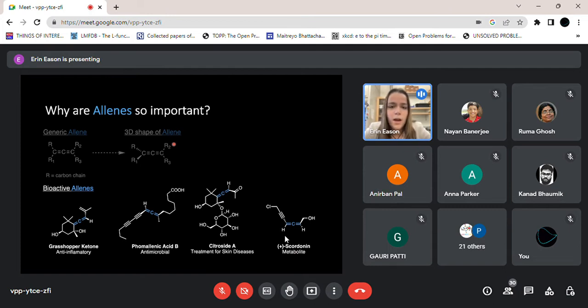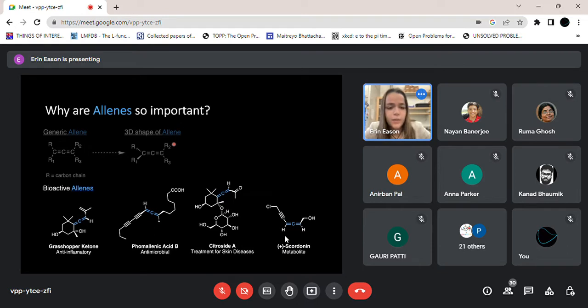So why are allenes so important? They are very important intermediates in reactivity, and that's what I'll be talking about in the work I did this summer. But there are also allenes in the final product of many bioactive molecules. I've labeled a few of them on the screen that have been isolated from nature or synthesized by a pharmaceutical company and have really amazing properties.